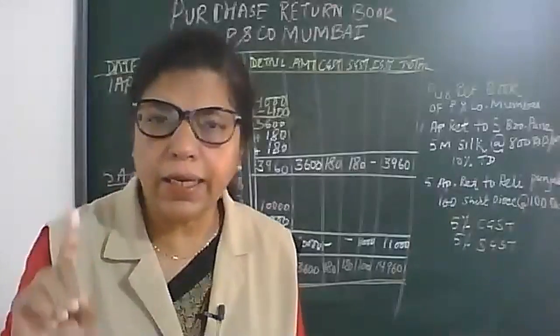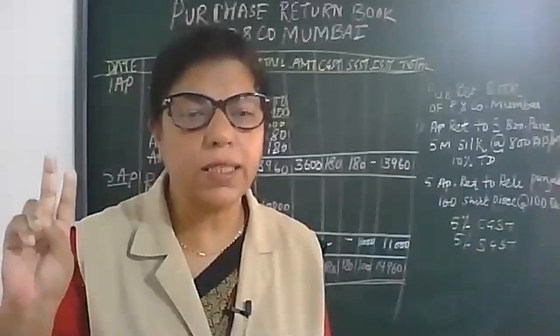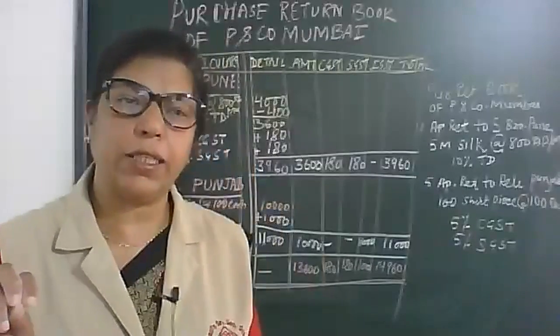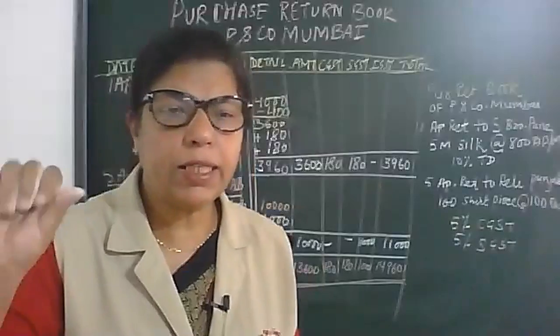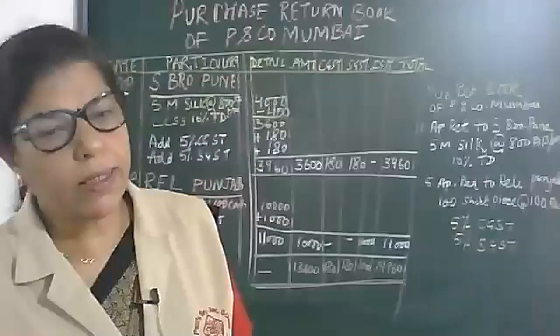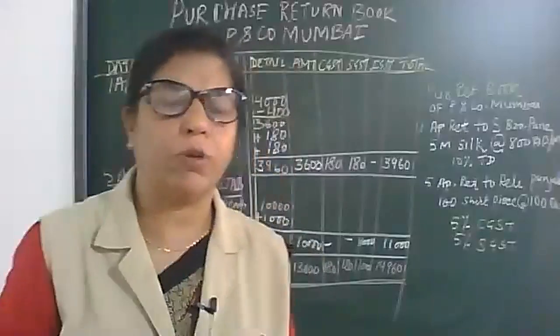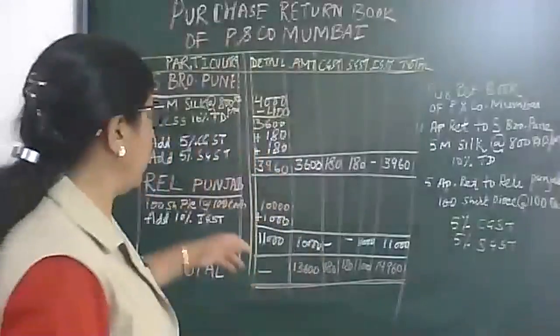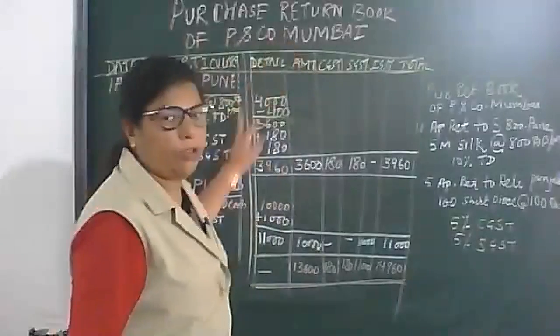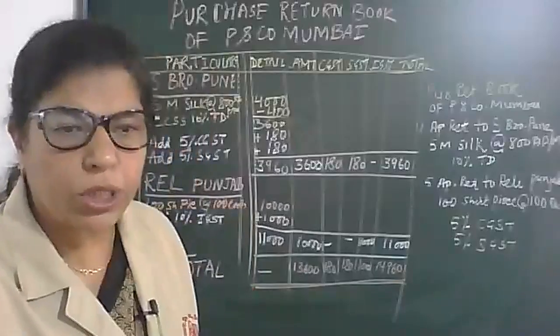CGST is Central Goods and Service Tax. SGST is State Goods and Service Tax. CGST is imposed by the central government. SGST is the source of income of the state government. But if the transaction is between two states, then IGST is imposed.